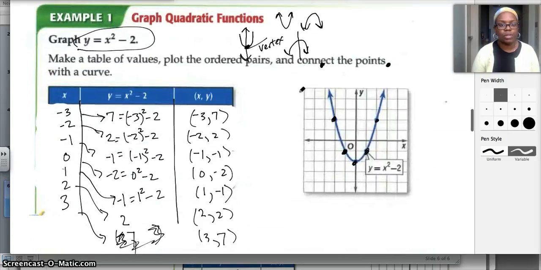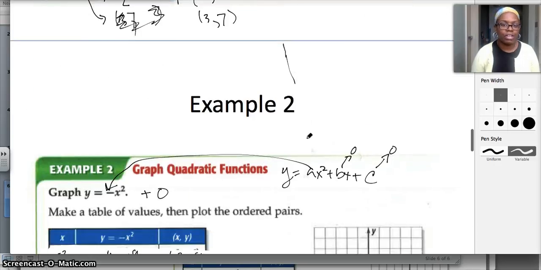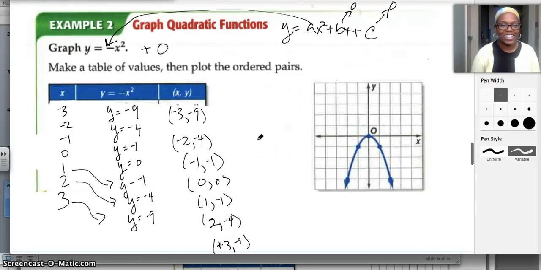And what do you think as we look at negative 2, which is the c value here, and how it played out in our graph? And what do you think is going on here as we look at how 0 plays out in our graph? And what's up with this negative sign on the A? How does that play out?